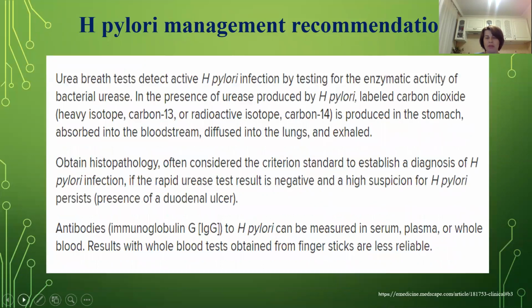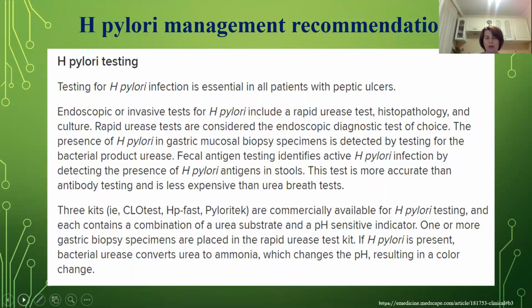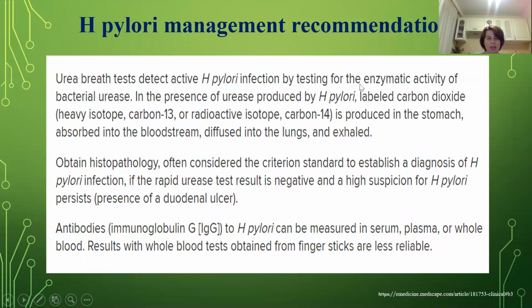Three kits are commercially available for Helicobacter pylori testing, and each contains a combination of urea substrate and pH-sensitive indicator. One or more gastric biopsy specimens are placed in the rapid urease test kit. If Helicobacter pylori is present, bacterial urease converts urea to ammonia, which changes the pH and results in a color change. Urea breath test detects active Helicobacter pylori infection by testing for the enzymatic activity of the bacterial urease.